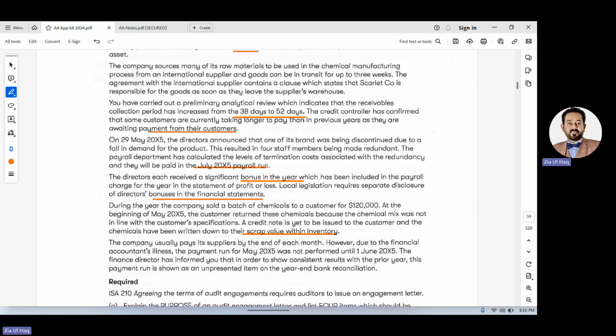understated. Because if you have recorded it as unpresented, this means you have made the entry payable debit, bank credit, while payment was not made till year end. The liability should be there in the financial statements at year end. So chances are that liabilities could be understated.